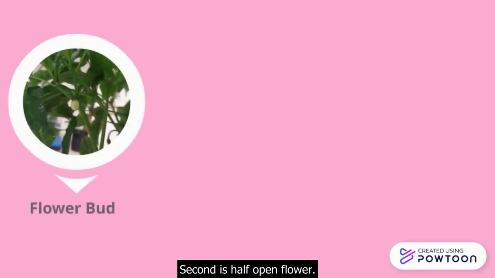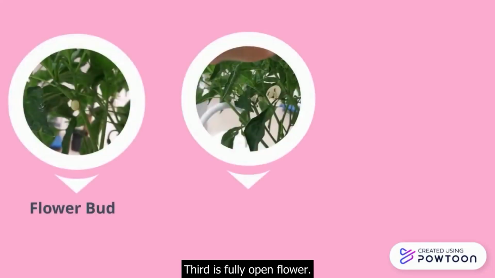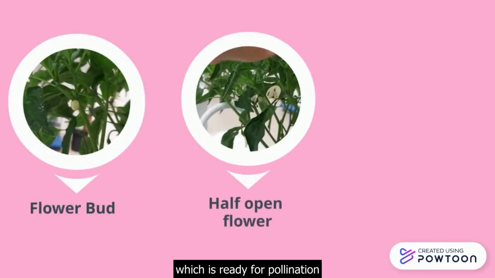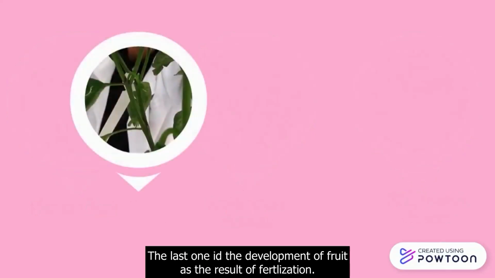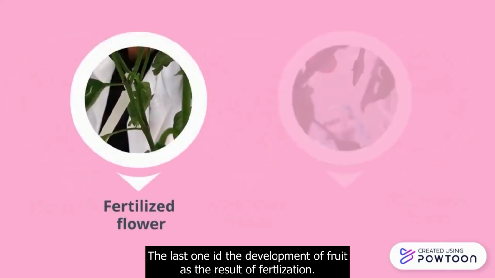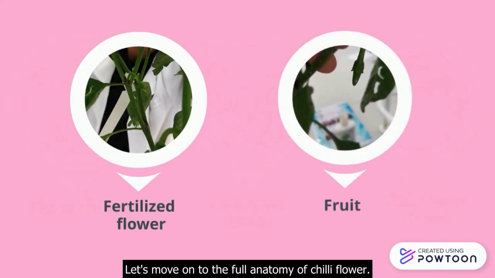Chili flowers have many phases. The first one is flower bud. Second is half open flower. Third is a fully open flower, which is ready for pollination. And the fourth one is fertilized flower, and the last one is the development of fruit as a result of fertilization.